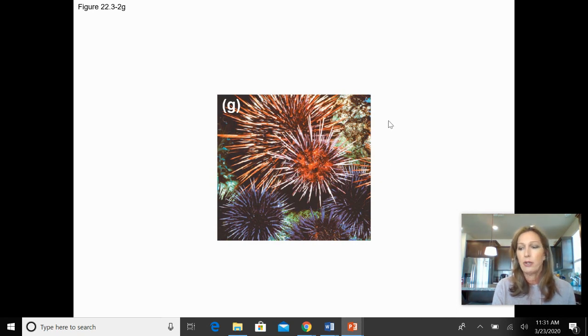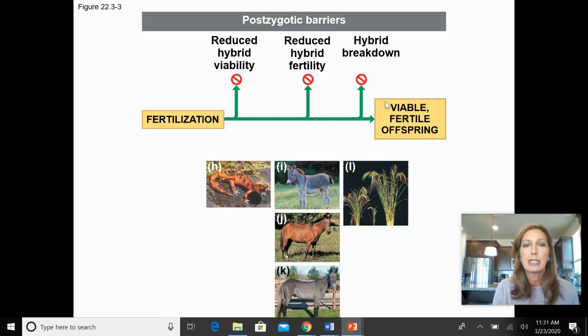So in all of those, we are not producing a zygote. With mechanical isolation and gametic isolation, a mating attempt occurred, but there's still no fusion of those two gametes occurring. So those would be our prezygotic barriers.